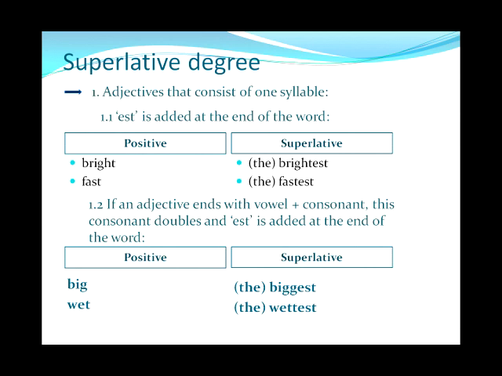When turning adjectives into superlative degree, similar rules apply as in the case of comparative degree. Instead of er, est is added everywhere. For example, bright, the brightest, fast, the fastest, big, the biggest, wet, the wettest.